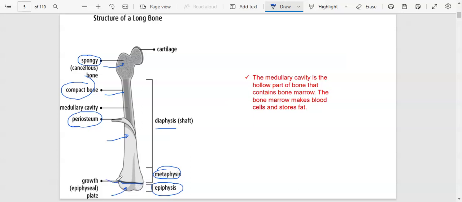And there is that connection where, when you get to remove this, that portion where the epiphysis is connected is called the growth plate, or the epiphyseal plate. All right. So this is the structure of a long bone. The medullary cavity is a hollow part of the bone that contains bone marrow. And you know that the bone marrow is what makes blood cells and also gets to store fat.